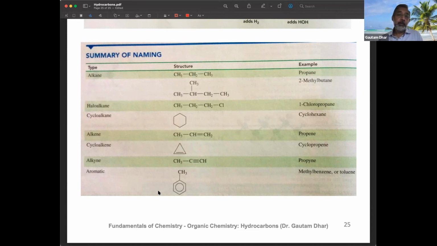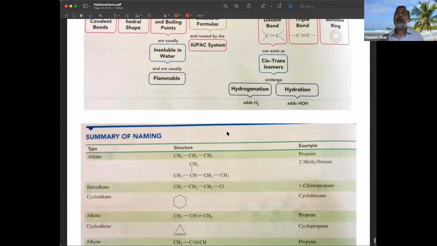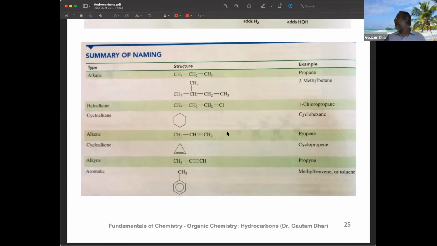And then we also learned about ortho, meta, para. So 1,2 is called ortho, 1,3 is called meta, and 1,4 is called para. Okay. All right, so we are at the end of this chapter.